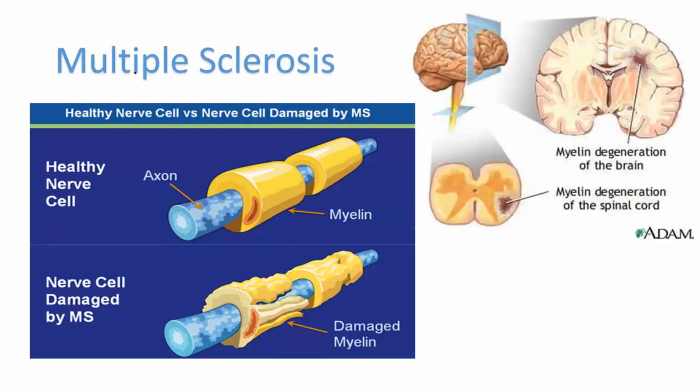Now a disease that's interesting here is multiple sclerosis. This is where the myelin sheath gets damaged. So it's like reverse, going back to a baby. You become much slower and clumsy. So this is an autoimmune disease where the myelin sheath degrades, and you can get myelin degeneration in the brain as well.